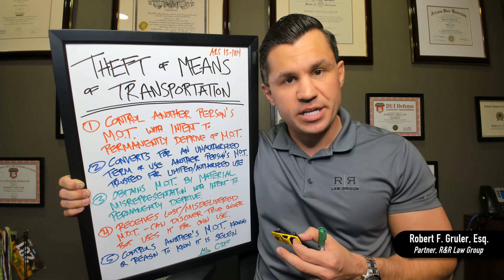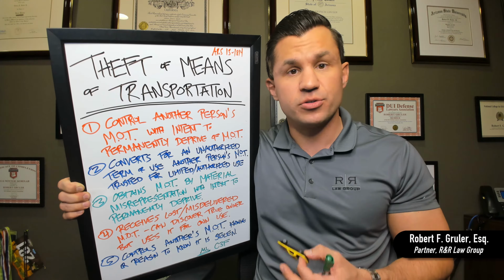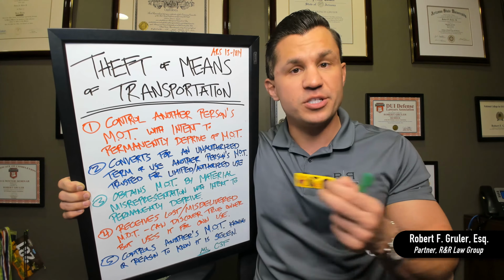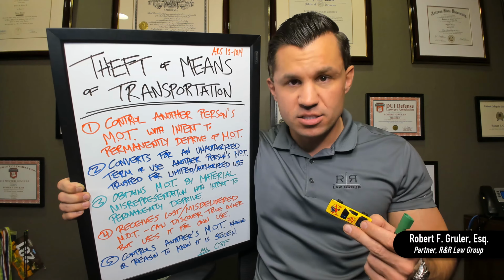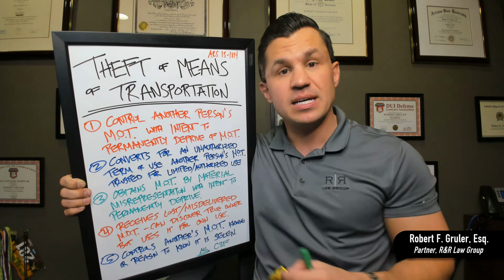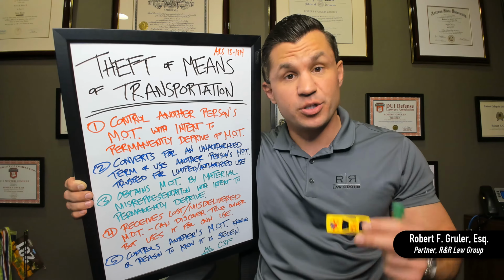Means of transportation is just a fancy way of saying a vehicle, a car, a motorcycle, some sort of way that a person is transported from one place to another place. What's the means of that transportation? That's what we're talking about here. So here, MOT stands for means of transportation. Just for simple understanding, you can consider it to be a car.